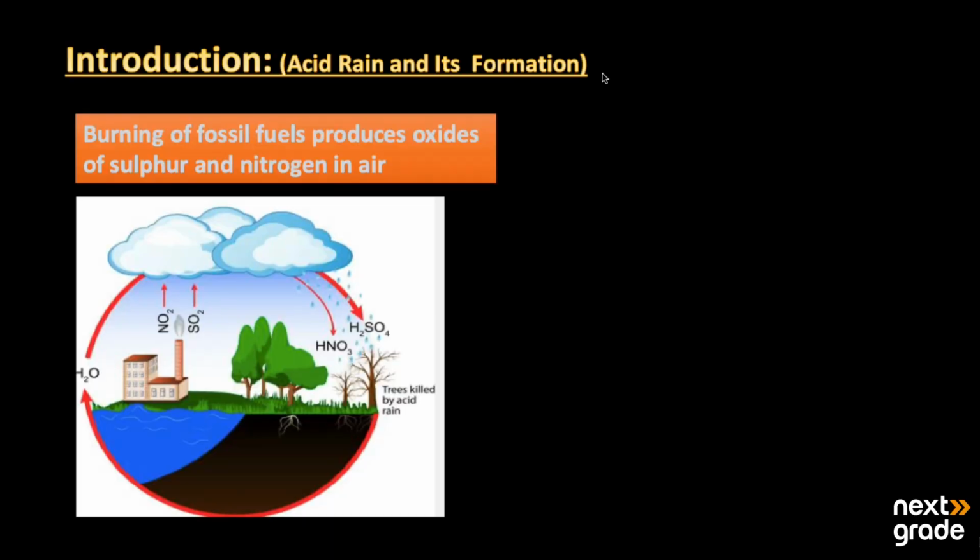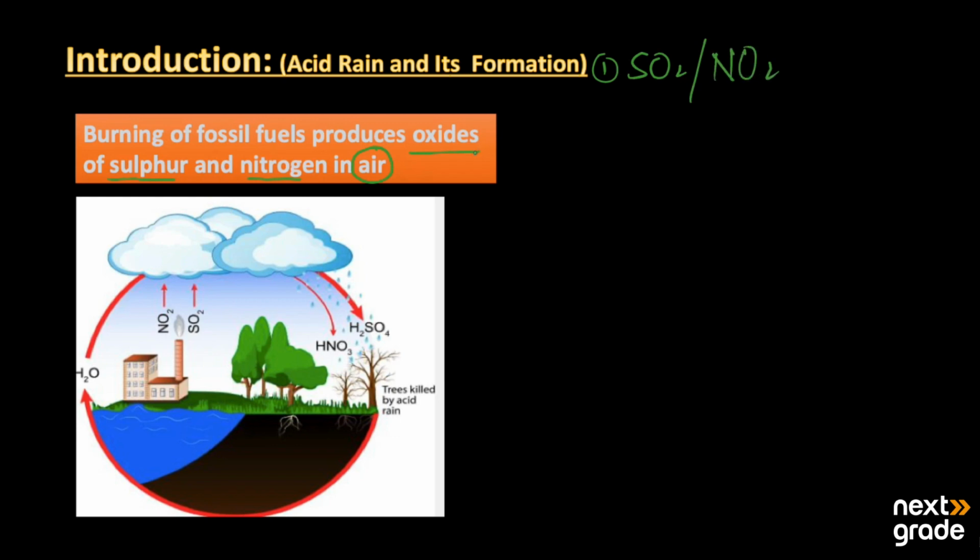So the topic that we will discuss today is acid rain and its formation. Basically, the first thing is acid rain. The burning of fossil fuels produces two types of oxides: the oxides of sulfur and the oxides of nitrogen that are present in the air. We have sulfur dioxide, SO2, and of the oxides of nitrogen we have NO2.